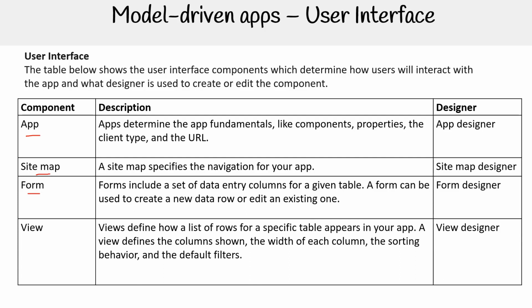Forms include a set of data entry columns for a given table. A form can be used to create a new data row or edit an existing one. Views define how a list of rows for a specific table appears in your app. A view defines the columns shown.